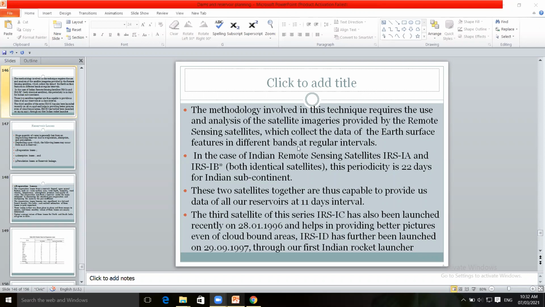So by this satellite imagery, the data is collected, the analysis of the reservoir is done, and the storage capacity is observed by these remote sensing satellites. At regular intervals, this data is collected and recorded by these remote sensing satellites.